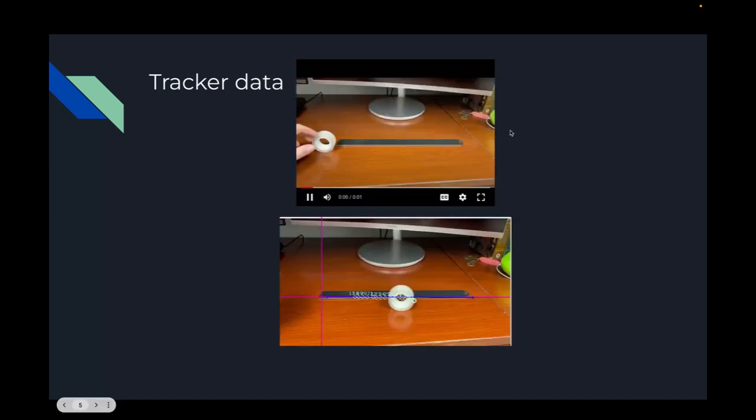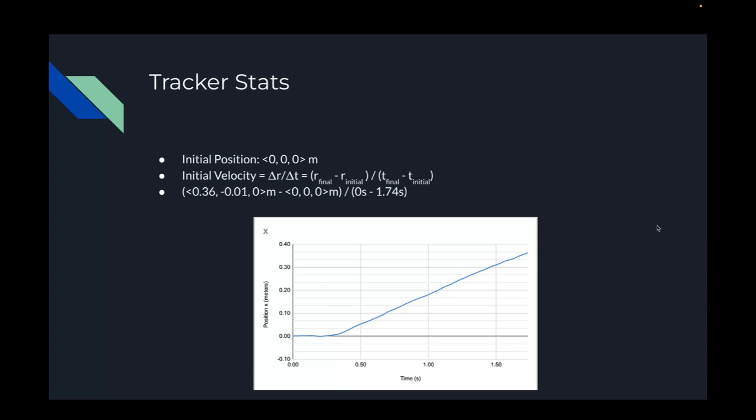As you can see here, here is the video of my tape being rolled across the floor. You can hear my roommate also talking in the background there, please forgive me for that. You can see here some of the data points that Tracker logged as that tape was rolling over that time. So we're going to see that the initial position is 0 meters, and you can see the initial velocity is calculated with that formula. We're going to see that via Tracker, that is the initial position, and that's the initial velocity that you get from it.